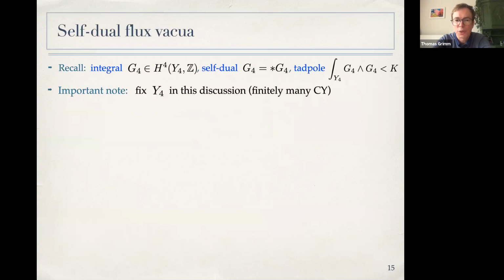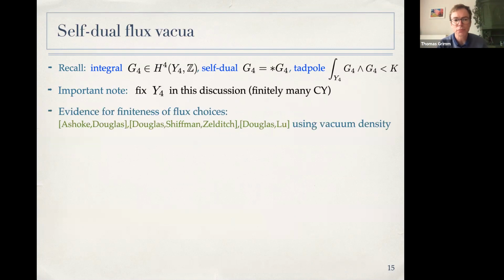I remind you of the question. This is the question. It's a mathematical question. You want to have integral fluxes which are self-dual and satisfy this topology condition, and we fix the Calabi-Yau manifold for this discussion. So we're not proving finiteness of Calabi-Yau manifolds.